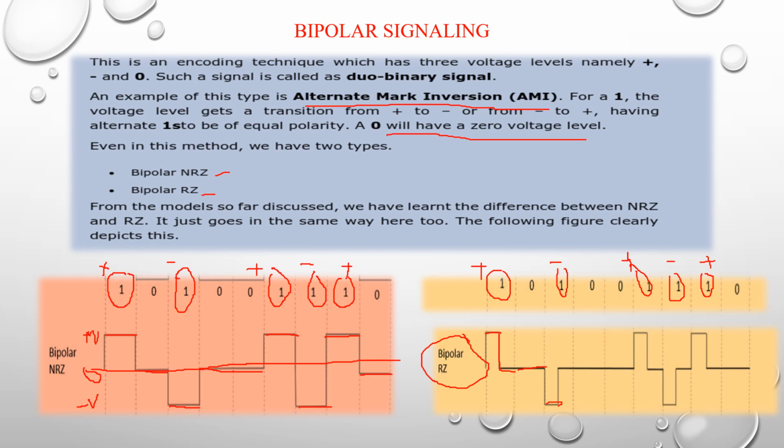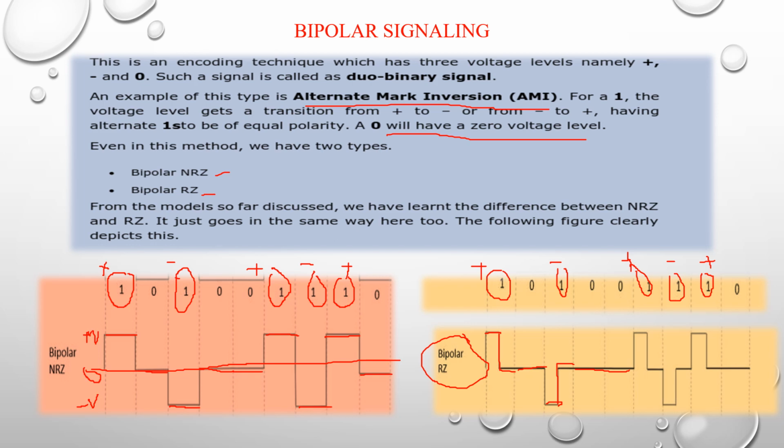So this is the negative voltage level. Half of the bit duration is negative voltage level and another half is returned to 0. The next bits are 0, 0, written as it is, 0 levels, and the next bit is 1, the voltage level is positive.